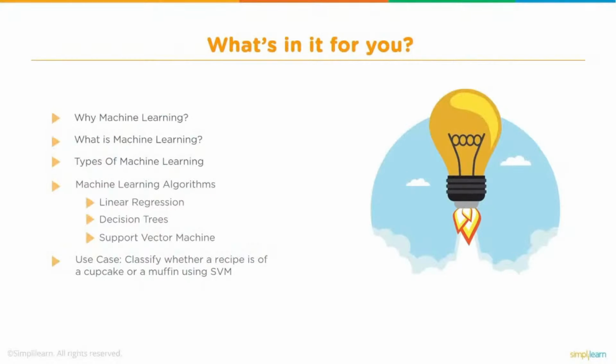What's in it for you today? Well, we'll start off with a brief explanation of why machine learning and what is machine learning. And then we'll get into a few of the types of machine learning, machine learning algorithms: linear regression, decision trees, support vector machine, and finally we'll do a use case where we're going to classify whether a recipe is of a cupcake or a muffin using the SVM, or the support vector machine. Sounds like a delicious way to explore machine learning.